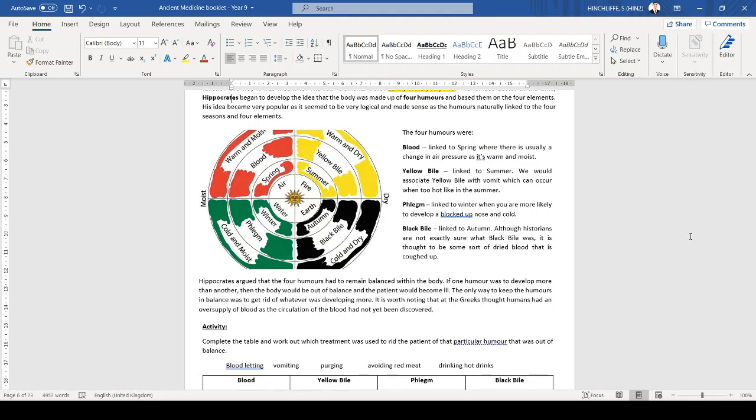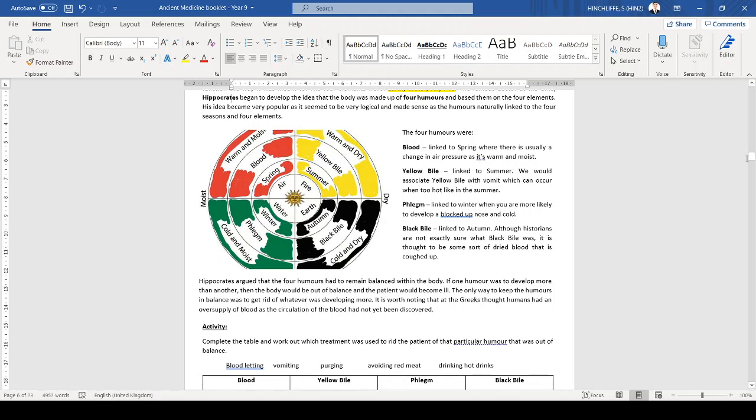One key thing to know is that the Greeks did not know or understand the circulation of the blood. They didn't know that the heart pumped blood around the body like we do. Okay? They believed that you had an oversupply of blood, or an oversupply of yellow bile, phlegm, and black bile. So the only way to treat you was to make sure that your humours were in balance. And the only way to do that is to get rid of one of them.